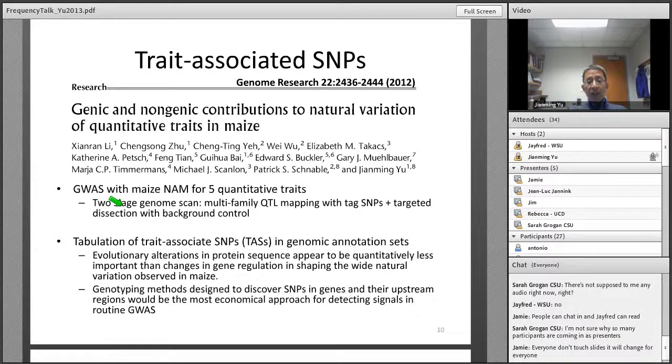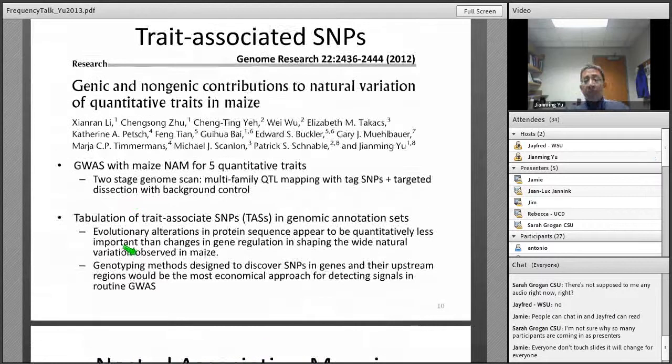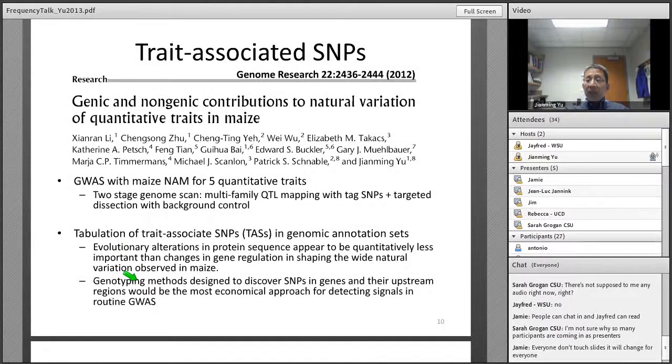Here, what we did is GWAS with the maize NAM population. I'll show this maize NAM population on the next slide. We did this for 5 quantitative traits, including flowering time, male flowering time, and female flowering time, and we did a 2-stage genome scan. The first stage is multi-family QTL mapping with tagged SNPs, and the second stage is targeted dissection with background control. If any of you will be using NAM type populations or similar populations for your study, I encourage you to look into this one. This is probably the most updated analysis for NAM, because it considers the genetic design of the NAM population plus the multiple polygenic effect, like a CIM type of analysis.